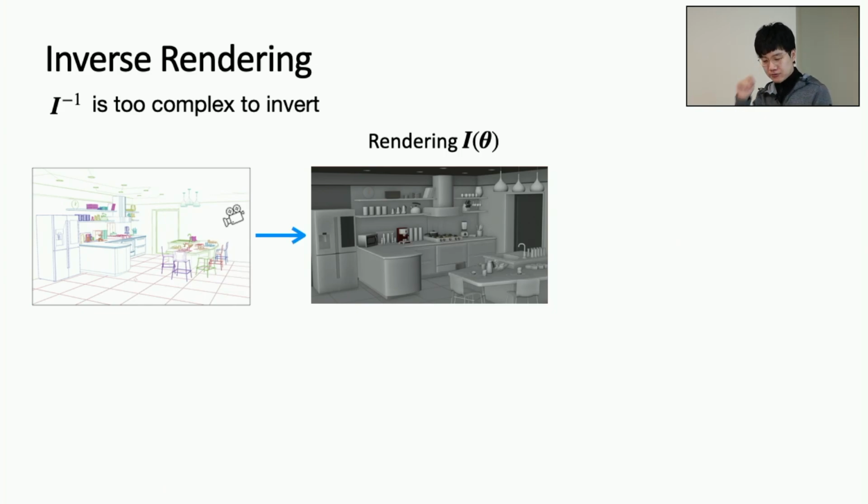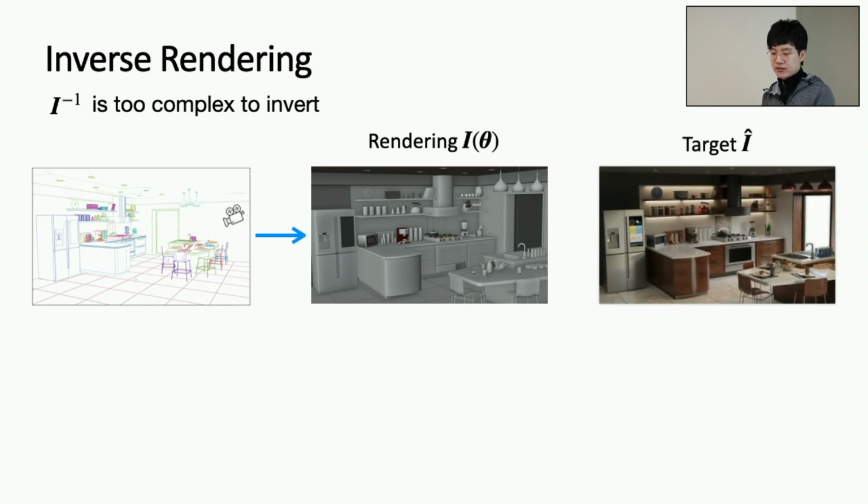So how do we solve the inverse rendering problem? In general, the rendering function I is far too complex to invert. So instead, we can convert it to an optimization problem. In this problem, we are given a target image I hat. We want to find the theta that produces an image that best matches this target.